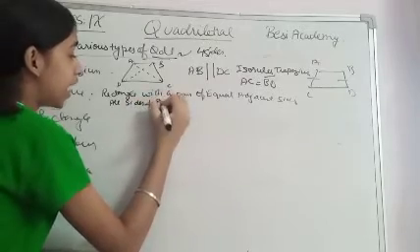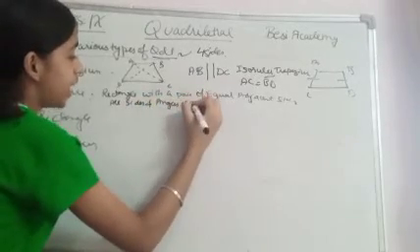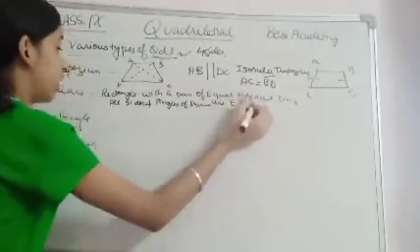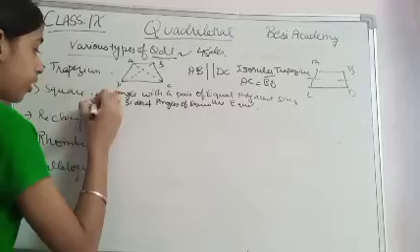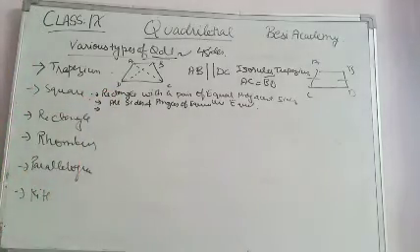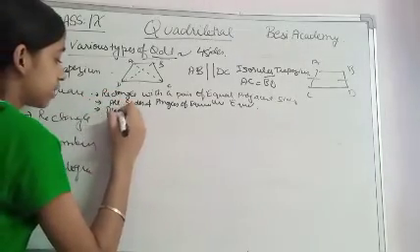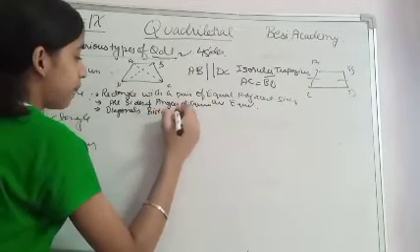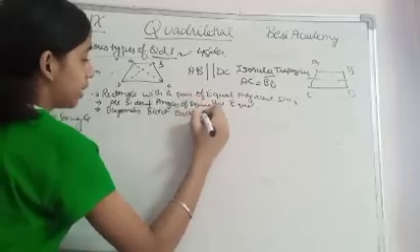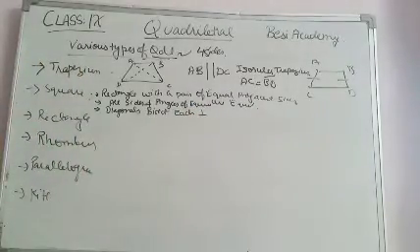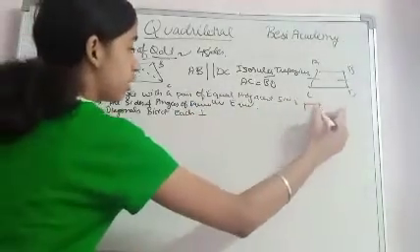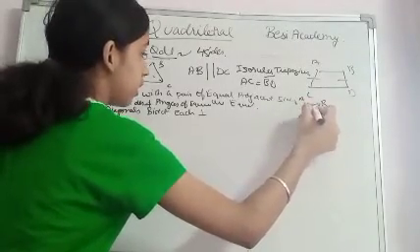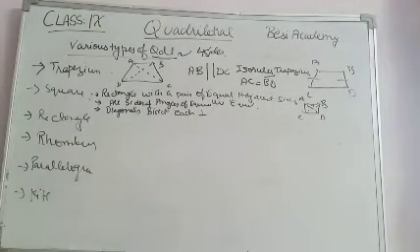All sides and angles of a square are equal. All sides of a square are equal. This is the second point. The third point is diagonals bisect each other. Diagonals bisect each other perpendicularly. The diagonals of a square bisect each other, making an angle of 90 degrees.